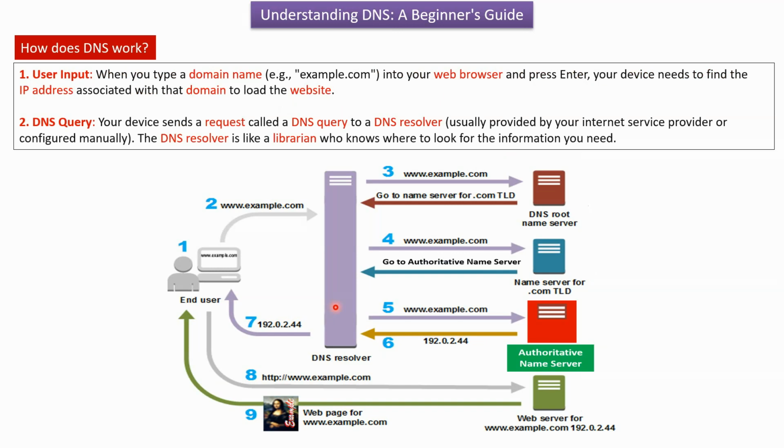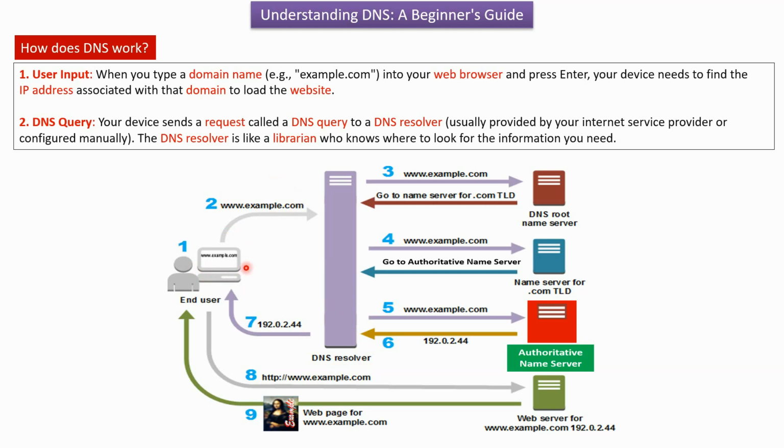Now we will see how DNS works. Here you can see the DNS resolver. Here you can see your computer, which has a web browser. Step 1 is user input. When you type a domain name, for example www.example.com, into your web browser and press the enter button, your device needs to find the IP address associated with the domain to load the website.